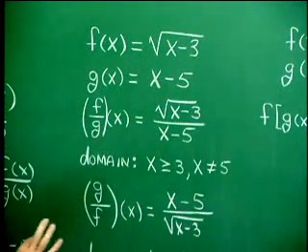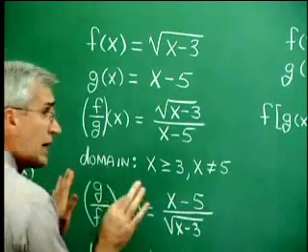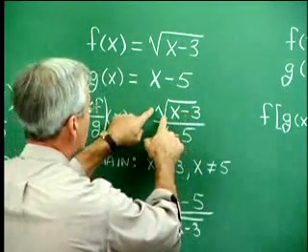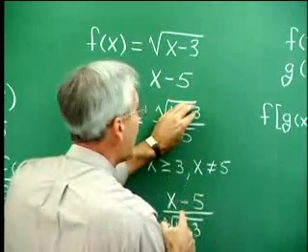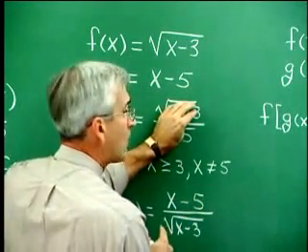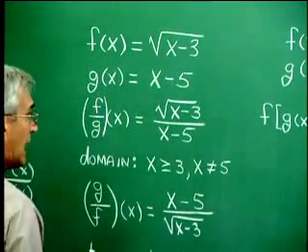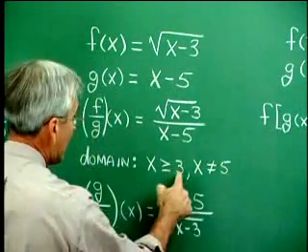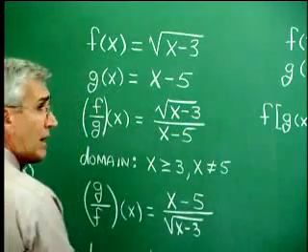And now think about the domain. Well, we have a limitation on the domain in the numerator because we're talking about the square root of a radicand that must be positive or 0. And the values of x that will cause the radicand to be positive or 0 are values of x that are 3 or greater than 3. So x is greater than or equal to 3 for the domain of that numerator.